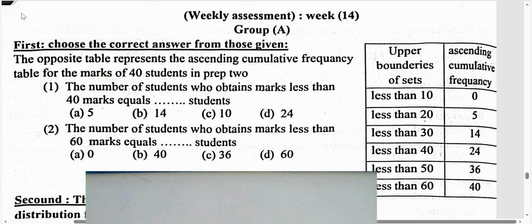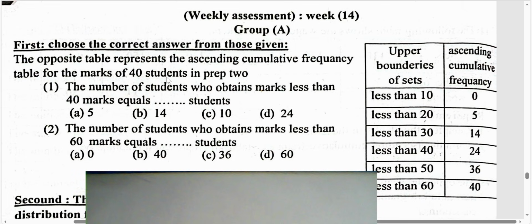Look with me at question number 1. First, choose the correct answer from the given. The opposite table represents ascending cumulative frequency. We have upper boundaries of sets. Ascending cumulative frequency like less than 10, 0, less than 20, less than 30, 14, and so on.